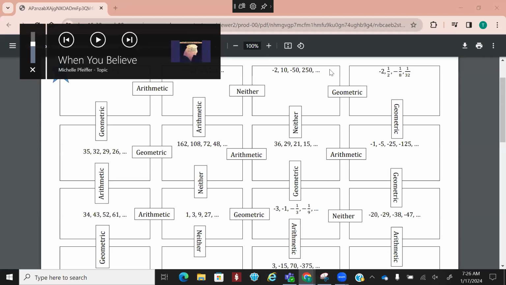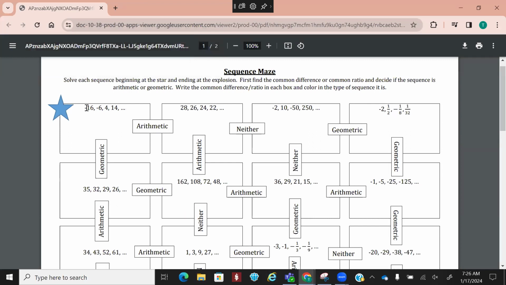So again, your goal was to figure out whether it was arithmetic or geometric. Just in summary, for instance, on this first one, is it arithmetic or geometric? Okay, what is it going up by? Okay, so we're adding 10. So it would be arithmetic. So then you would do this one, right?